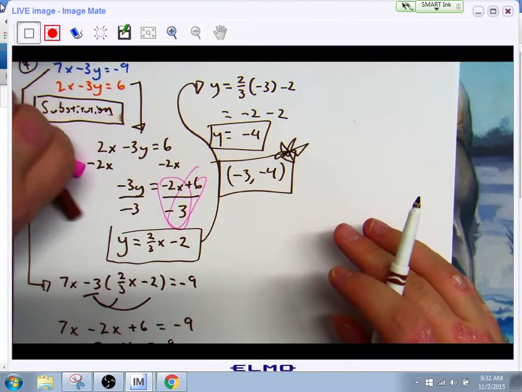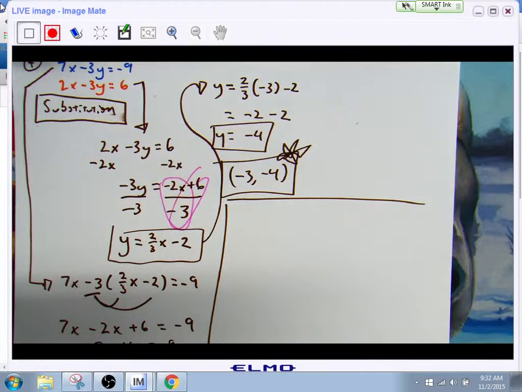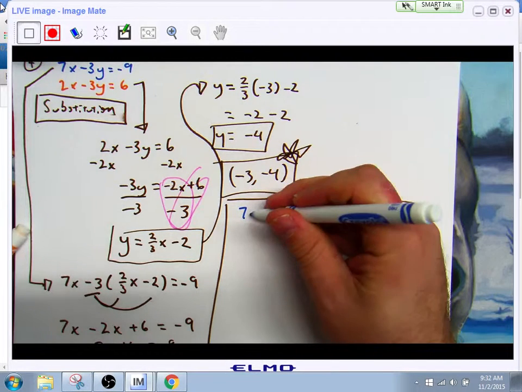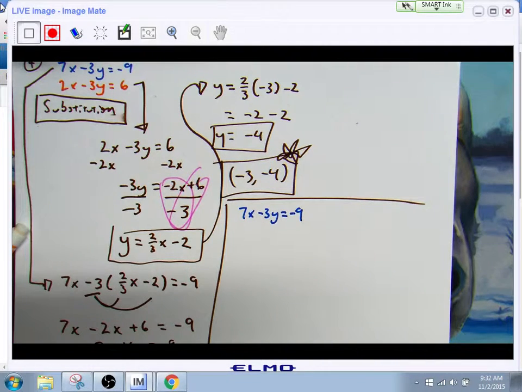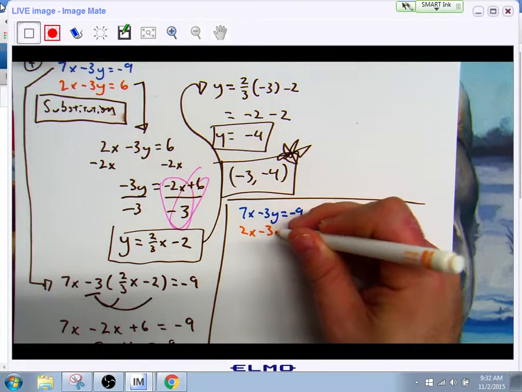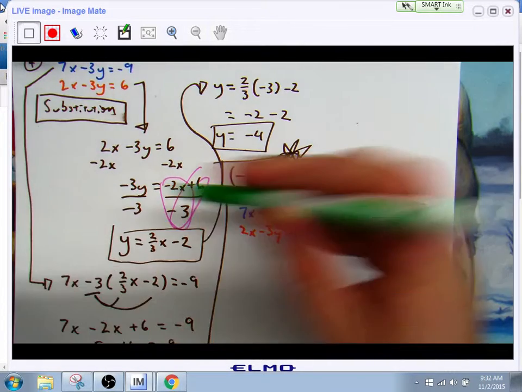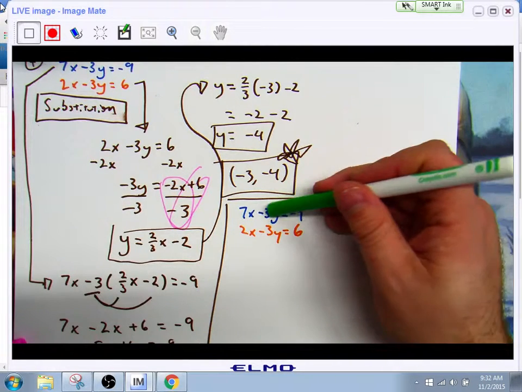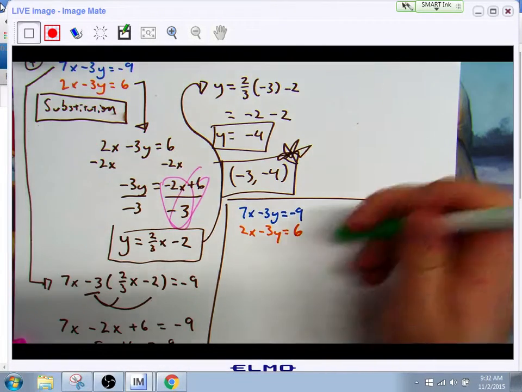Finally, our last one. And I hope what you guys are seeing is that elimination, while more complicated, is a lot faster, right? And so there's a real payoff to being able to do it. All right, so now I got to make sure everything's lined up. X is above x's, yep. Y is above y's, yep. Equal above equal, yes. Constant above constant, you got it.